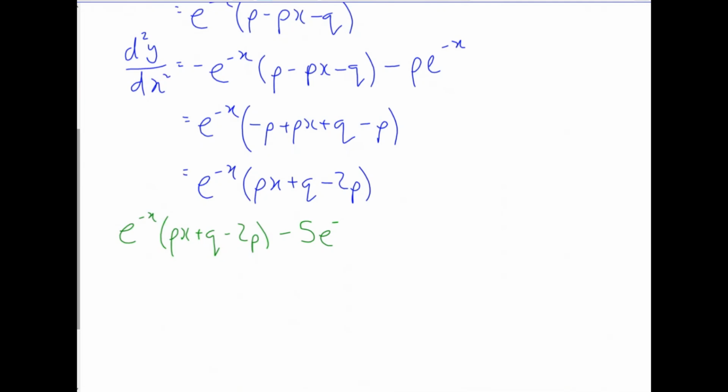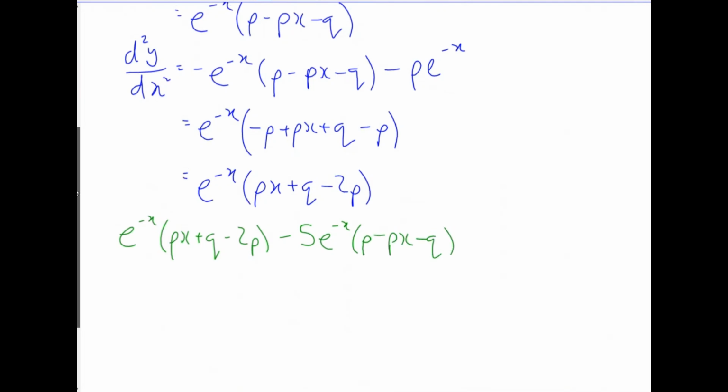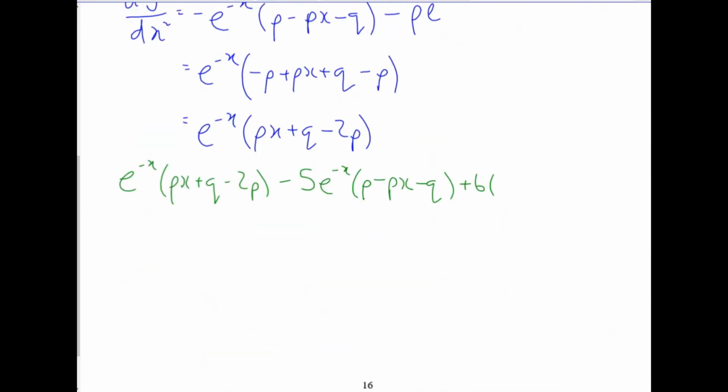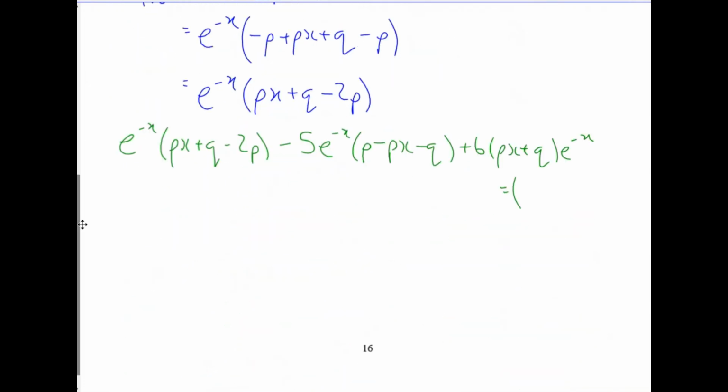Which is e to the minus x times (p - px - q), and then plus 6y, which is (px + q) e to the minus x, equals the right hand side, which is 12x minus 7, e to the minus x. Everything has e to the minus x on, so let's get rid of that.